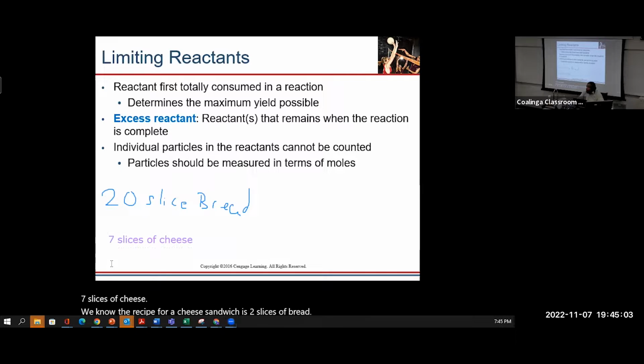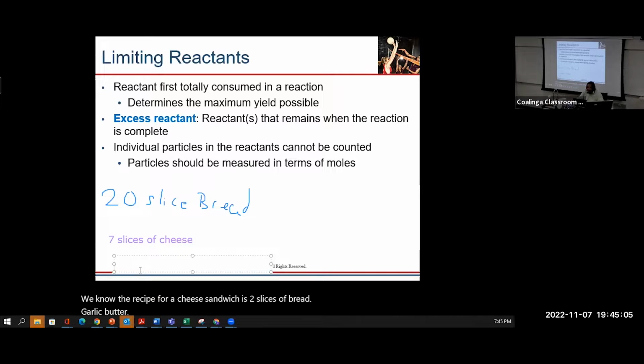Garlic butter, bacon, jalapenos. Really good. Yeah.